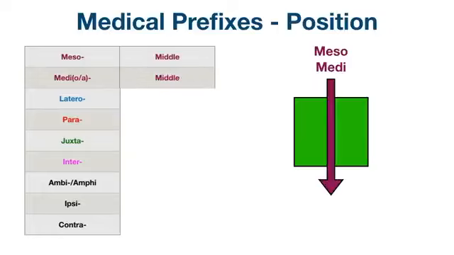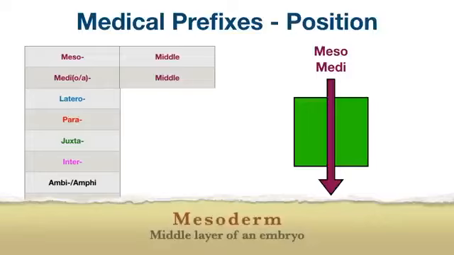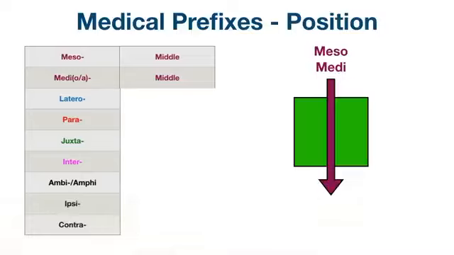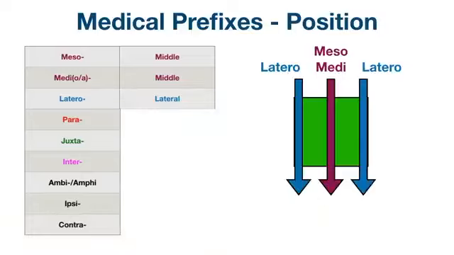Meso along with meta or medio or media all refer to middle or midline. It's easy to remember because they all start with the letter M. An example medical term is mesoderm, which means the middle layer of an embryo, the same way that ectoderm meant the outside layer. Next we have the prefix latero, which means lateral or to one side. It's easy to remember because latero and lateral sound the same.